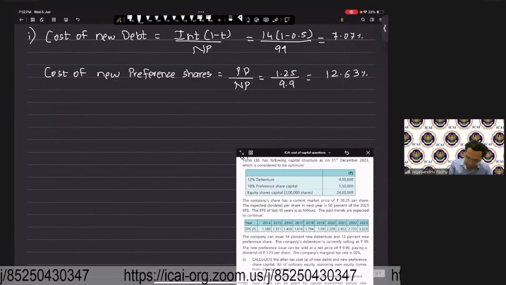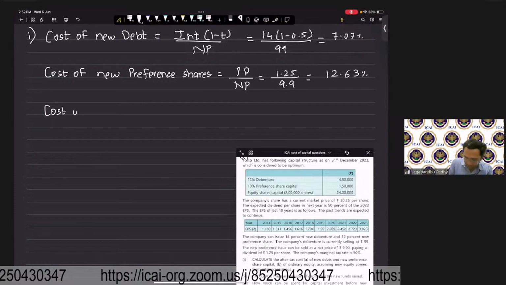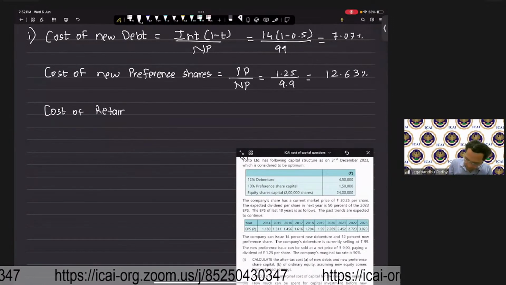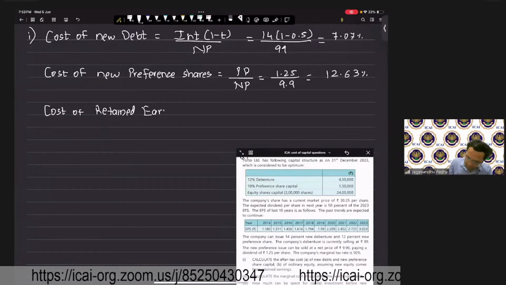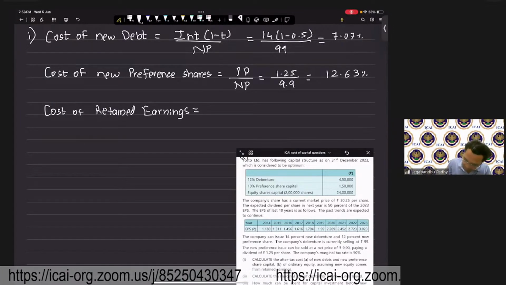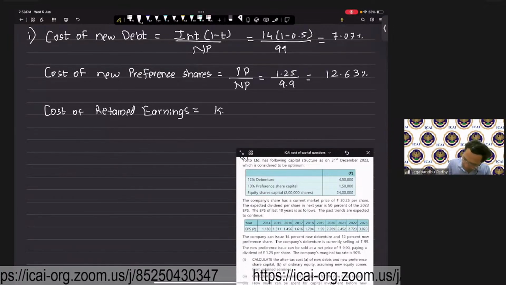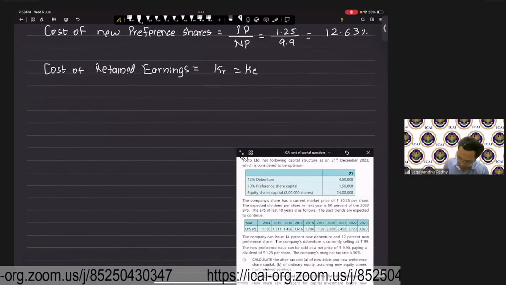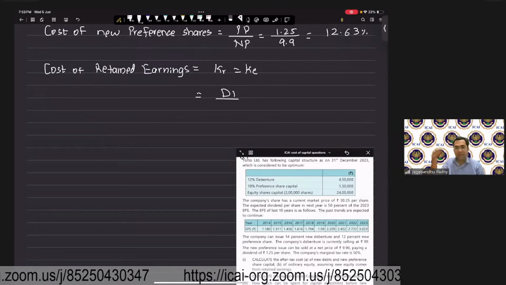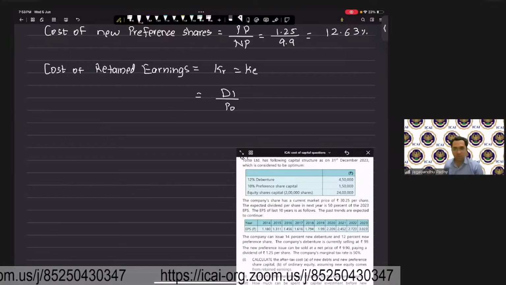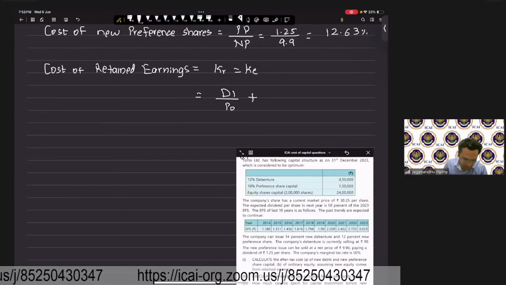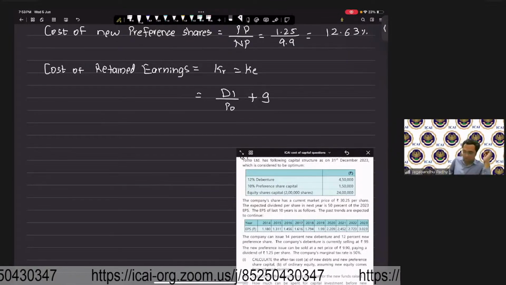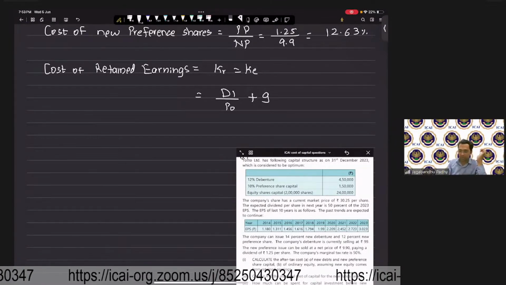Then the question also asks us to compute the cost of equity shares, or we want the cost of retained earnings specifically. Now to get the cost of retained earnings, we know it is the same as the cost of equity. The formula that we are going to use is expected dividend in the next year upon P0, which is the current market price, plus the growth rate.